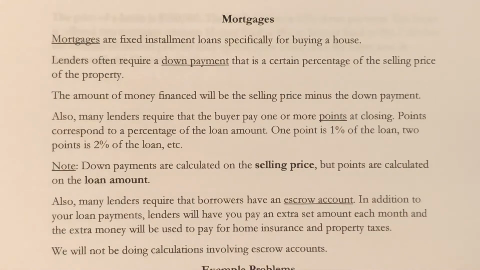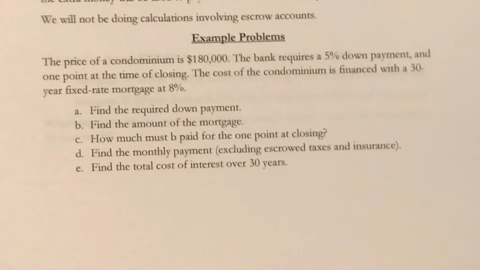Now, also, many lenders require that borrowers have an escrow account, which is where you pay just more than what you need for your mortgage. They bank that extra and they pay your property taxes and your insurance out of that account. We're not going to do any calculations involving escrow accounts, just mentioning that they are there. Okay? So let's look at an example problem.